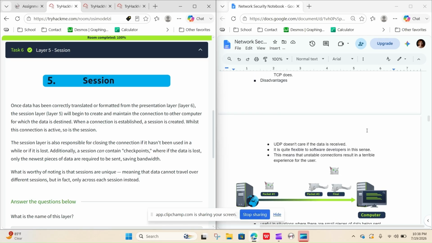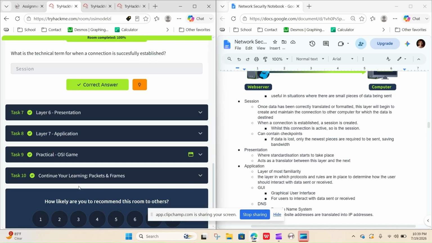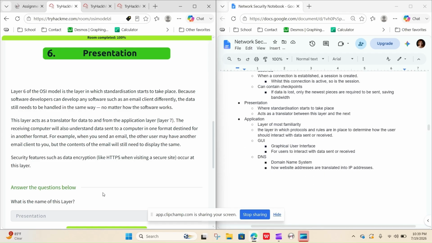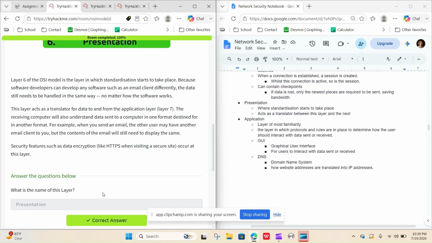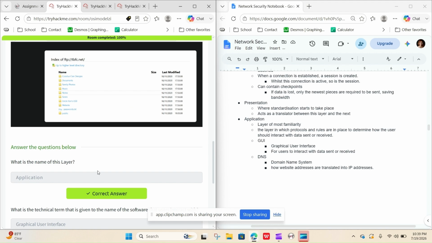Layer 5 is the session, which is when a connection is established, it is created, and it'll contain checkpoints if data is lost, saving bandwidth. Then we have layer 6, presentation, which is where standardization begins to take place and acts as a translator between the different layers. And then finally, layer 7, application.